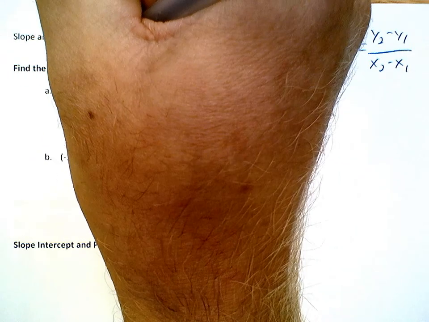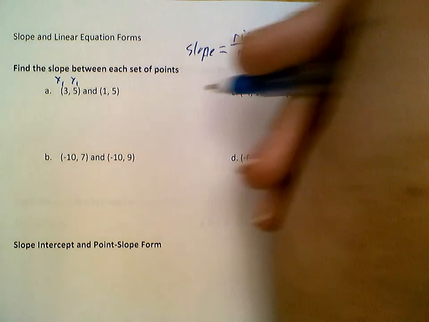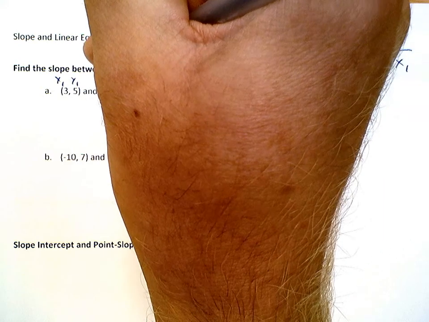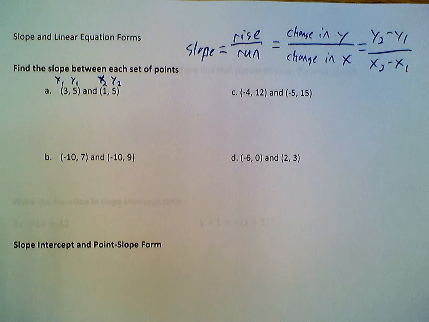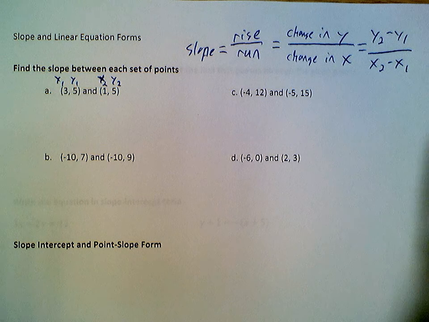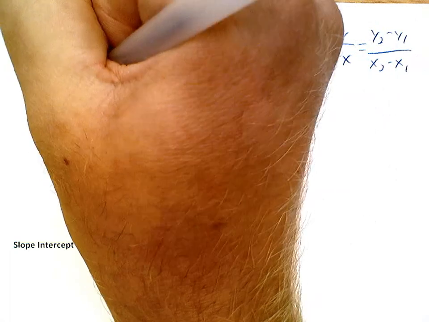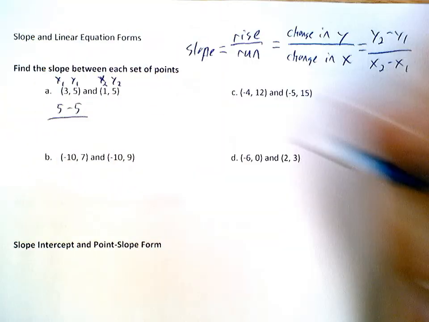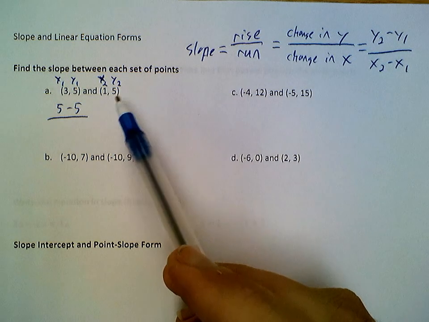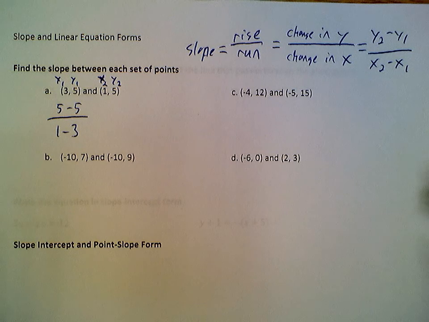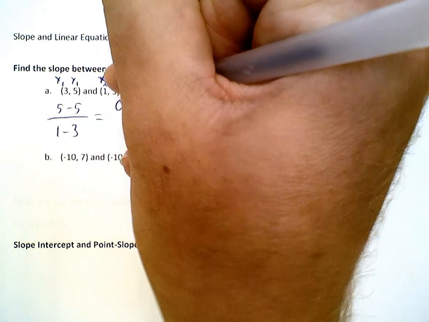So I'm just going to go ahead, I'll make this one point 1. So I'll make that x1, that would be y1. This one will be point 2, so it'll be x2. This coordinate will be y2. And now to find a rate of change, or the slope, I'm just going to plug these into this formula. So y2 minus y1 becomes 5 minus 5 in the numerator, and x2 minus x1 becomes 1 minus 3 in the denominator. So if I simplify this, 5 minus 5 is 0.